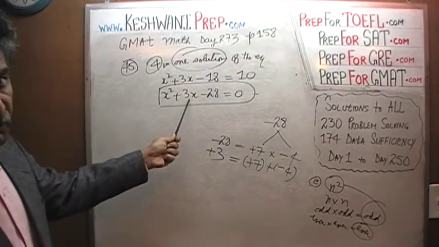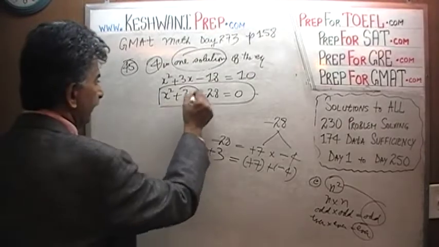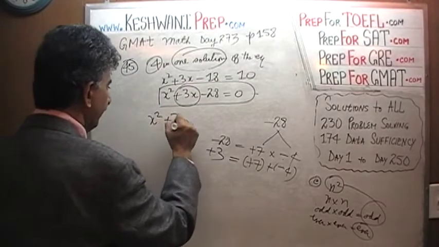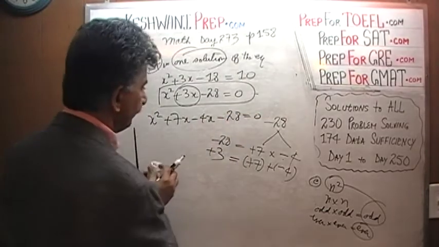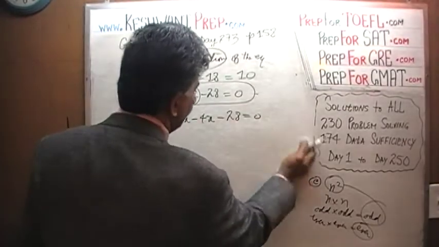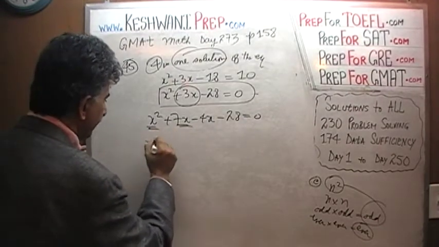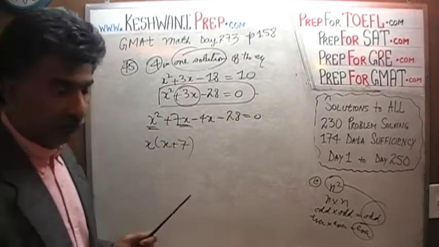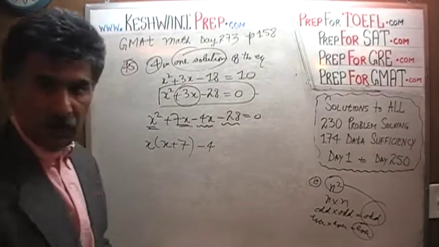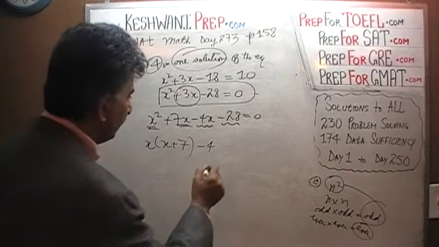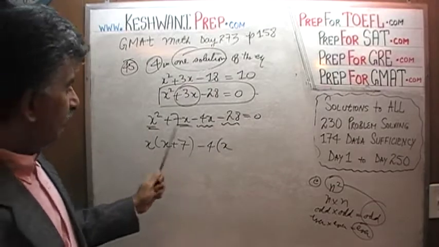We're going to break up this 3x into 7x and a negative 4x. So 3x is going to be written as x squared plus 7x minus 4x minus 28 equals 0. If you look at these two terms, we have x common, so take it out. I'm not going to explain too much, I'm just going to do it. If we look at these two terms now, negative 4 and negative 28, we can take out negative 4 common. Once we take out negative 4, we are left with x from the third term, and negative 28 divided by negative 4 is going to give us positive 7.